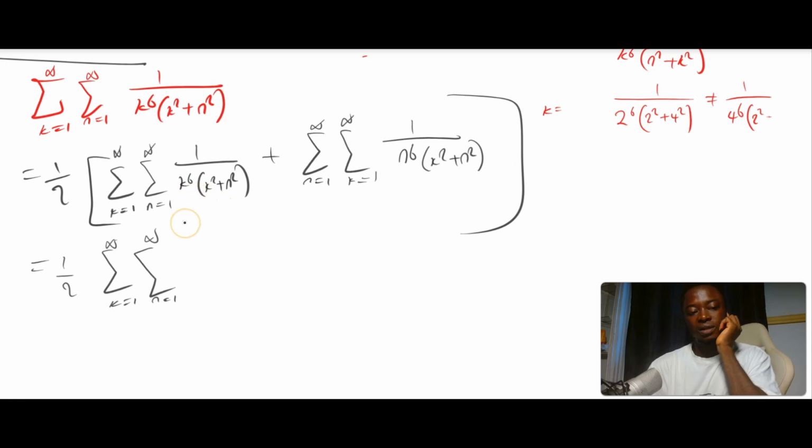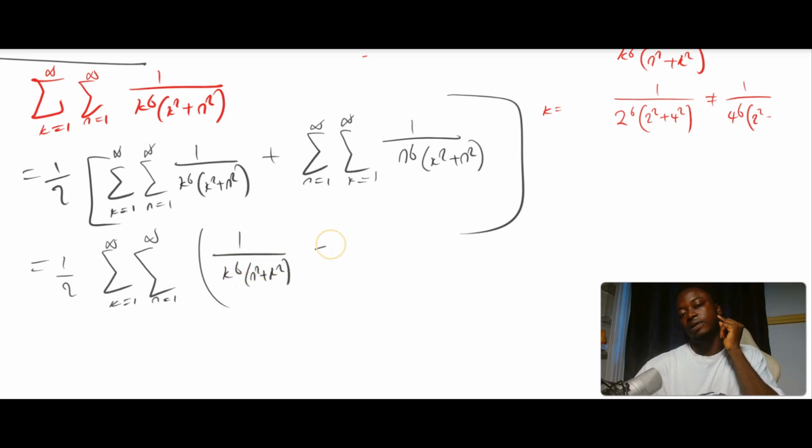then you have 1 over k to the 6 times (n squared plus k squared), plus 1 over n to the 6, times (k squared plus n squared).